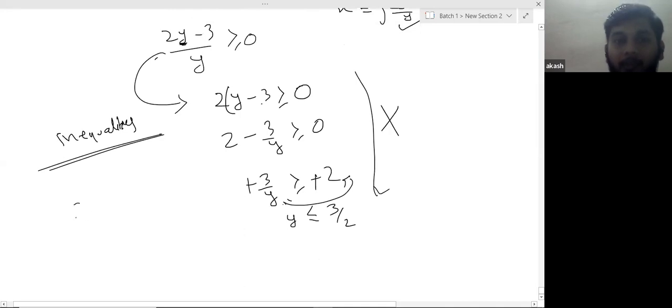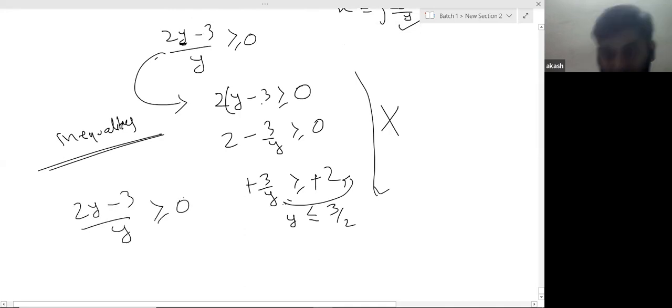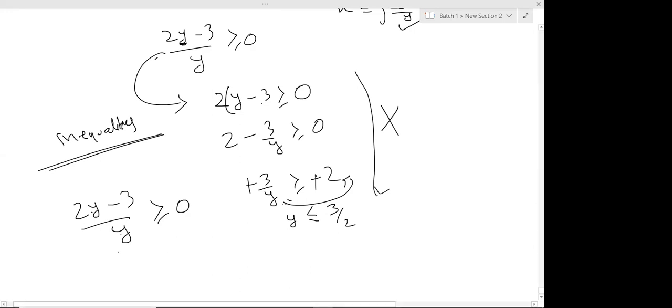So how to solve this: 2y minus 3 upon y. The first step to solve any inequality is to look if the coefficients are positive. Yes, the coefficients are positive. We never cancel a factor when solving any inequalities, in 11th and 12th, you don't cancel out factors. All right.